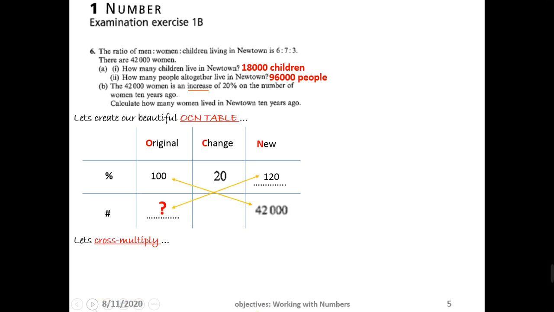cross multiply. And when we cross multiply, we say question mark equals, and a fraction line. What is my question mark multiplied by? It's multiplied by 120, so my 120 will go down as a denominator. The other two numbers, the 100 and the 42,000, go up as numerators multiplied by each other. Use your calculator to calculate, and the original number of women, or the number of women 10 years ago, was 35,000 women.